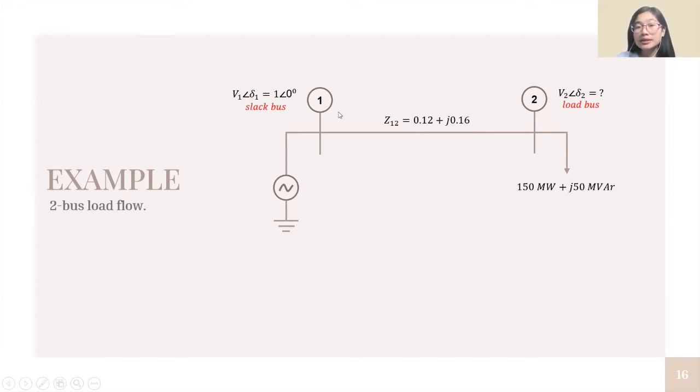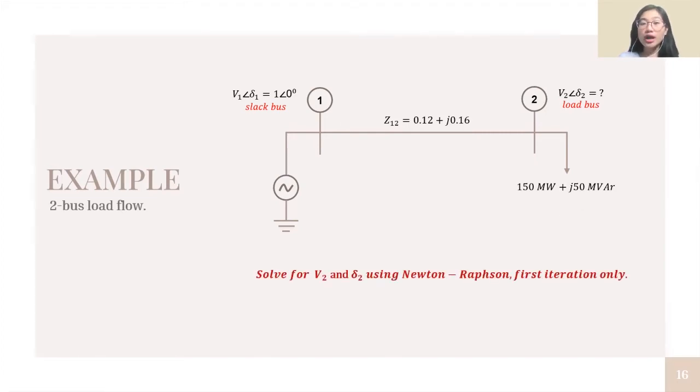Our impedance, our Z12, from the Y-bus admittance matrix, we all know that we are to form an impedance between two buses, and the impedance between these two buses would be 0.12 plus j0.16. And after that, we also have a value of our load here, which is 150 megawatts plus j50 MVAR. So basically, this is our real power and this is our reactive power.